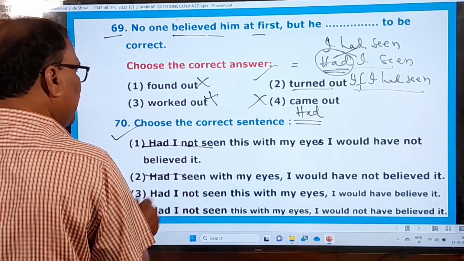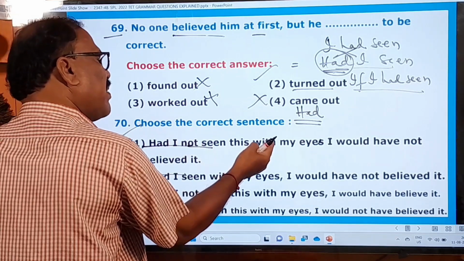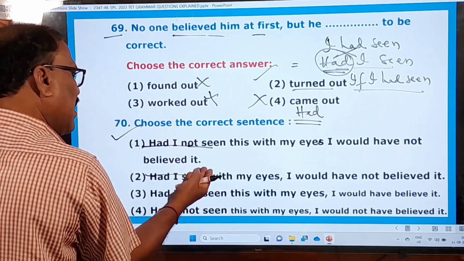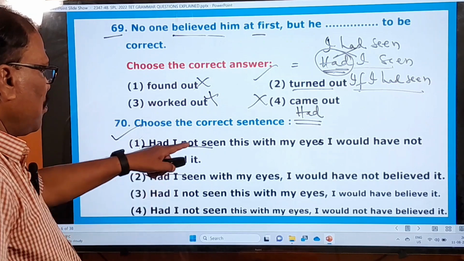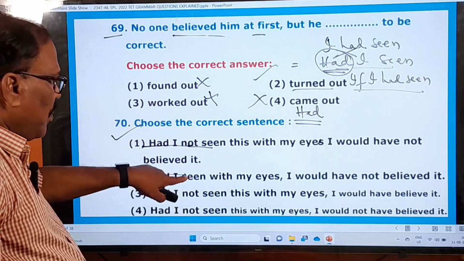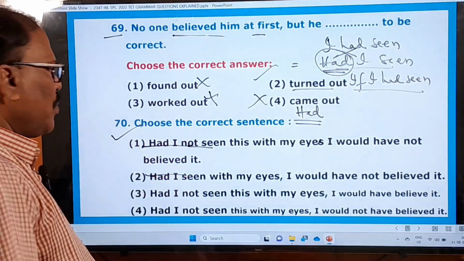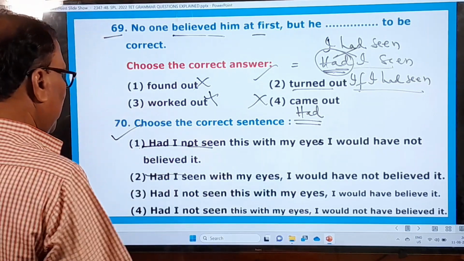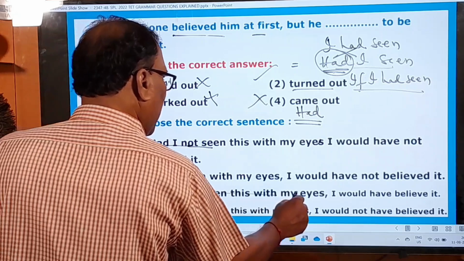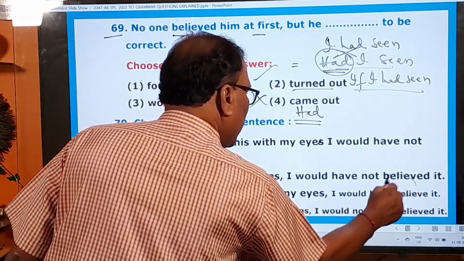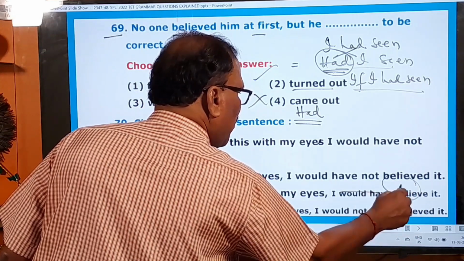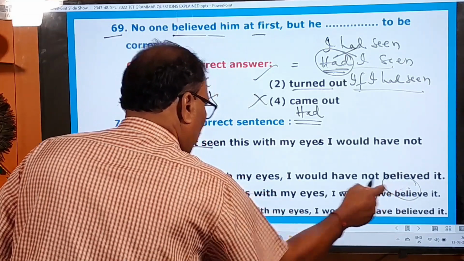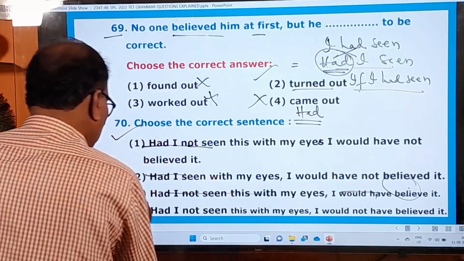Had I not seen with my eyes means నా కళ్ళతో చూచి ఉండకపోయినట్టయితే. Here, had I seen, నా కళ్ళతో చూచి ఉండినట్టయితే. చూచి ఉండినట్టయితే నమ్మకపోవడం ఏంటిది? చూస్తే నమ్ముతావు కదా. Had I not seen with my eyes, I would have believed. So here, after would have, a past participle verb should be used. Since it is not used, this third one is wrong.